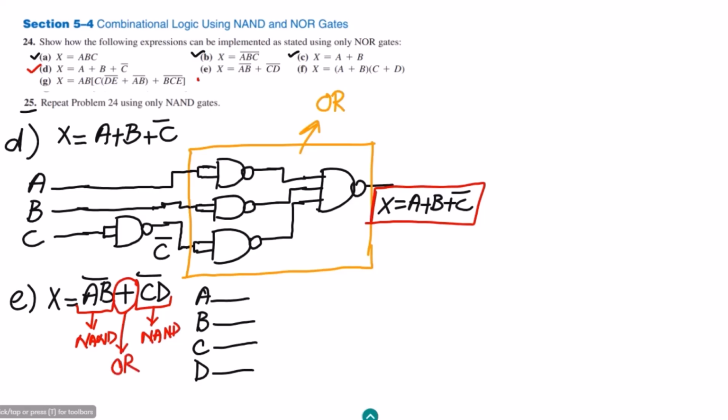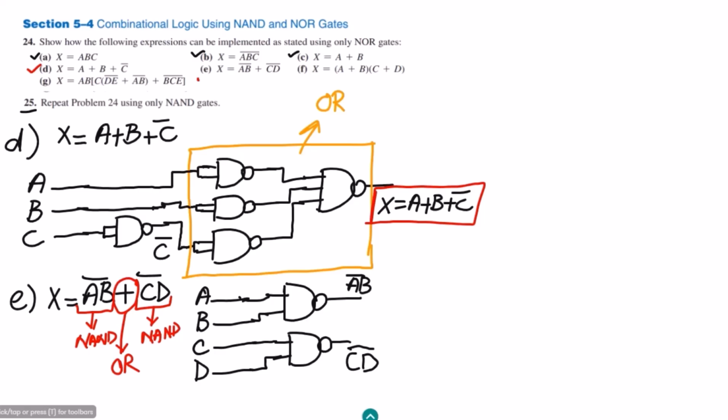Okay, so let me proceed here. The first NAND gate is here, a 2 input NAND gate. The first input is applied here, the second is here, and at the output of it I will get (AB) whole complement. The second NAND gate will be here with 2 inputs, the first one applied here, the second one here, and at the output of it we will get (CD) whole complement.